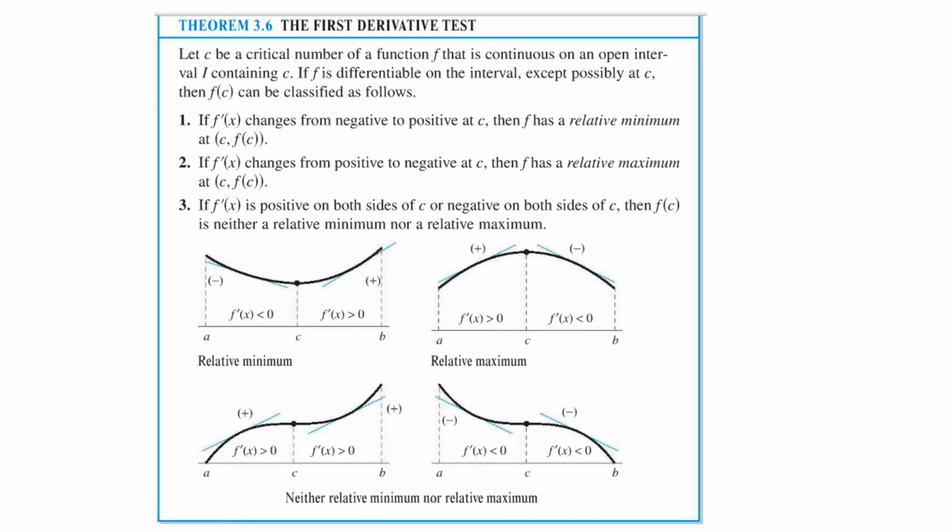But there is a statement of the theorem here. So if c is a critical number of a function that's continuous on an interval containing c, and if f is differentiable on that interval except possibly at c, then you can classify f of c in the following way. If f prime changes from negative to positive, it's a relative minimum at these ordered pairs. If it changes from positive to negative at c, it's a relative max. And if it's either positive on both sides or negative on both sides, then it's neither a relative max nor a min. These pictures are better versions of the same thing that I talked about with my picture. It always works.